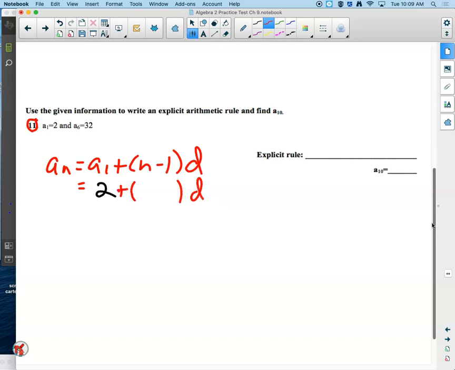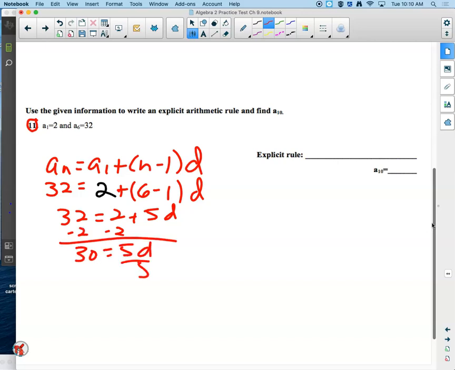And I have to figure out a number I could put in for n and something I could plug in for a sub n. Ideas. This is an n right here, a sub 6, a sub n. And that, if we put it in, is supposed to give us an answer of 32. Hey, now we can find d, no sweat. So, order of operations, 6 minus 1 is 5. Subtract your 2 from both sides. And divide by 5.